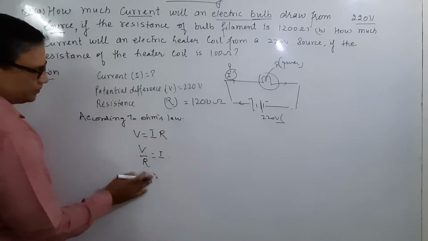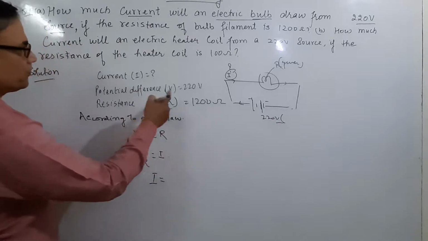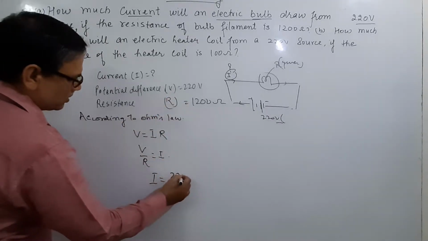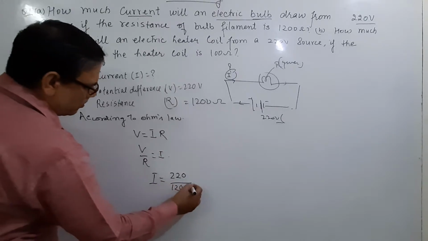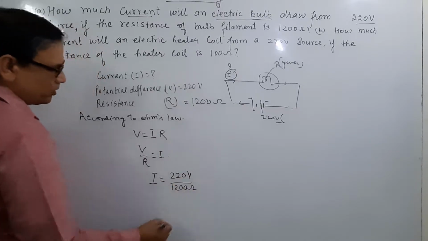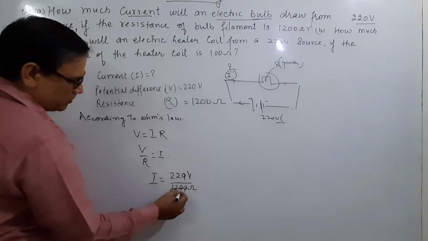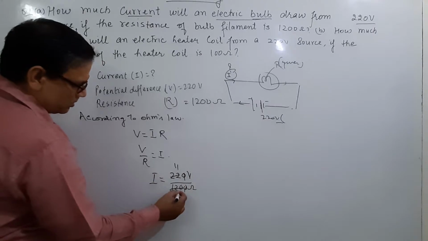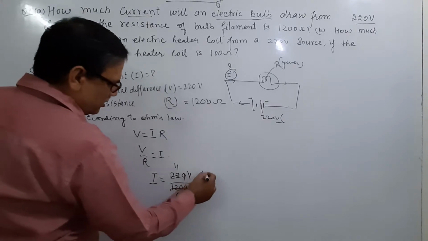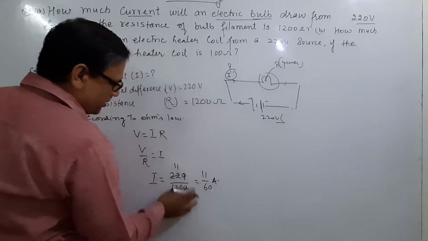What is V? I is equal to V, which is 220, upon R, which is 1200 ohm, and this is volt. And this will be cut, and we get 11 and 60. So 11 upon 60, and this is ampere. We will write directly the ampere.